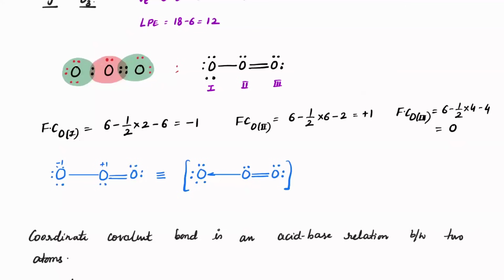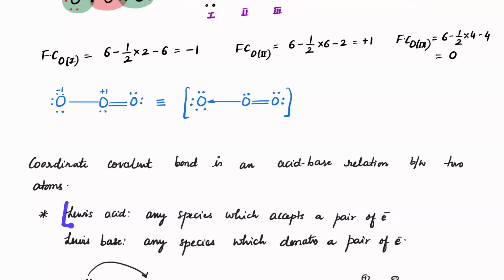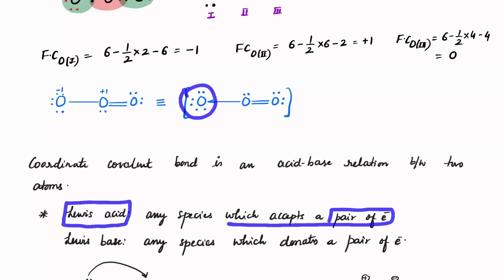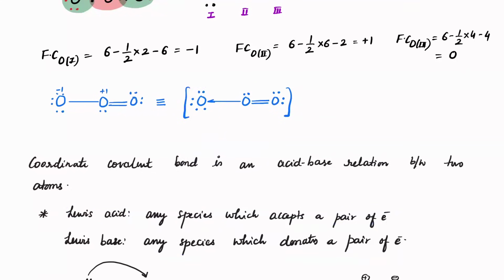So notice what I can say. Coordinate covalent bond is an acid-base relation between the atoms, isn't it? Why are we saying acid-base? See, the definition of Lewis acid means any species which accepts a pair of electrons. For example, in this case, this oxygen is simply accepting a pair of electrons, so this can be a Lewis acid. While any species which can donate a pair of electrons, like in this case, this oxygen is ready to donate a pair of electrons, in that case, it will be a Lewis base. So one is acting like a Lewis acid, the other one is acting like a Lewis base.